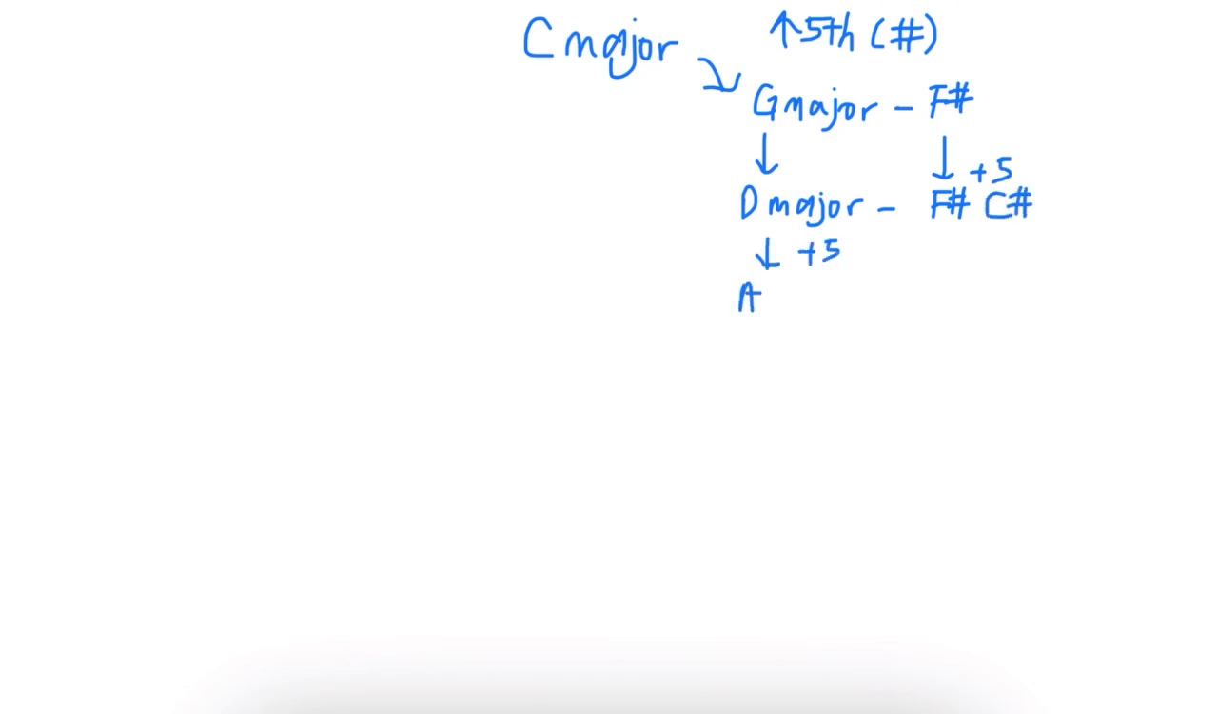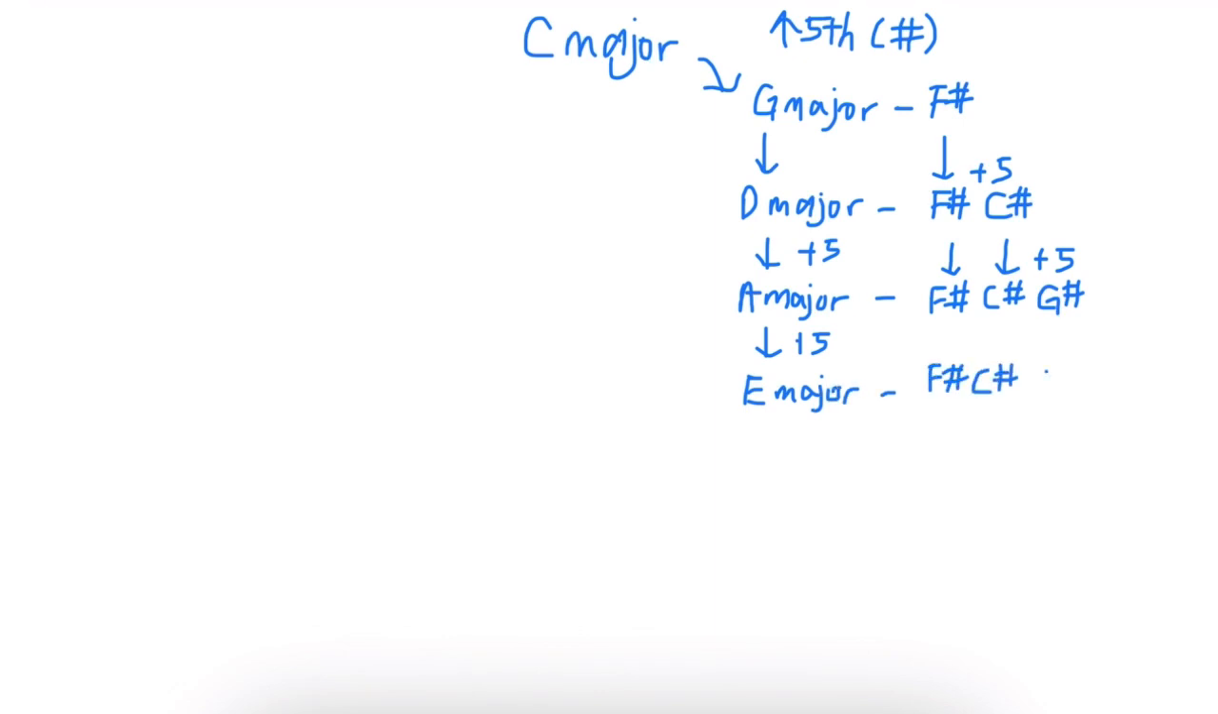D goes up a fifth, we'll get A major. The sharps are copied, F sharp and C sharp, and we add another fifth and find the 3rd sharp, G sharp. And A goes up a fifth, we'll get E major. Again, the sharps are copied, F sharp, C sharp, G sharp, and we go up a fifth and find the 4th sharp, D sharp. E goes up a fifth is B major.